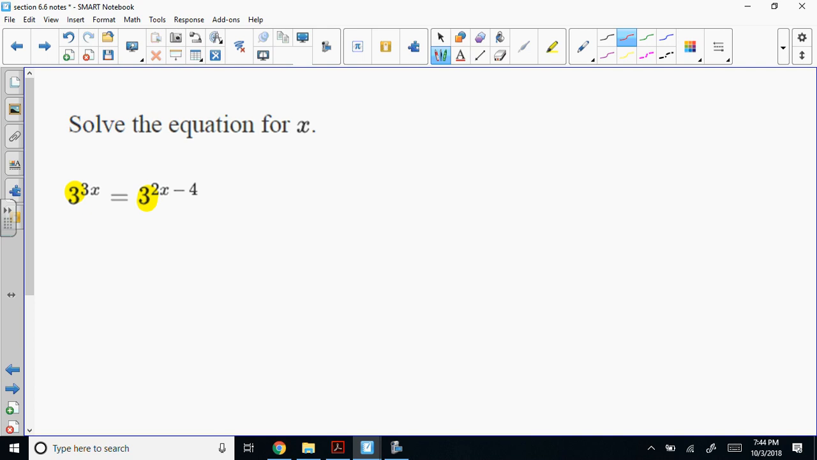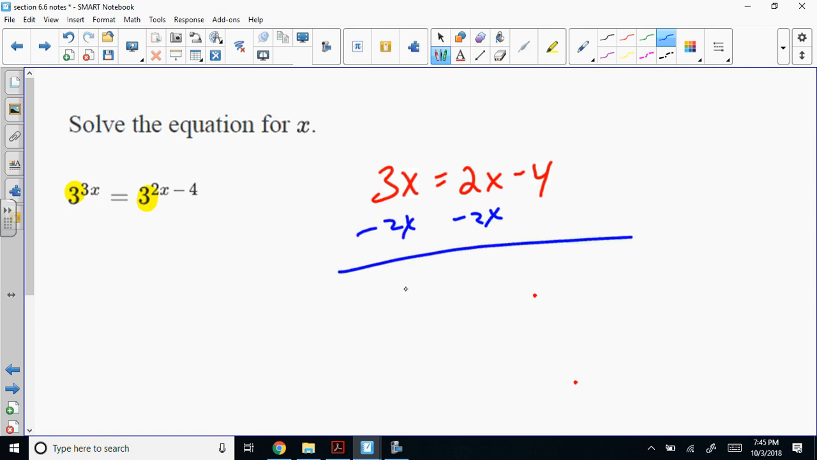All right, so the bases of the exponentials are the same, right, guys? So we can sit here and do this. 3x equals 2x minus what? 4, right? And then you can just solve it, and you get x equals -4. And x is -4 is the answer.